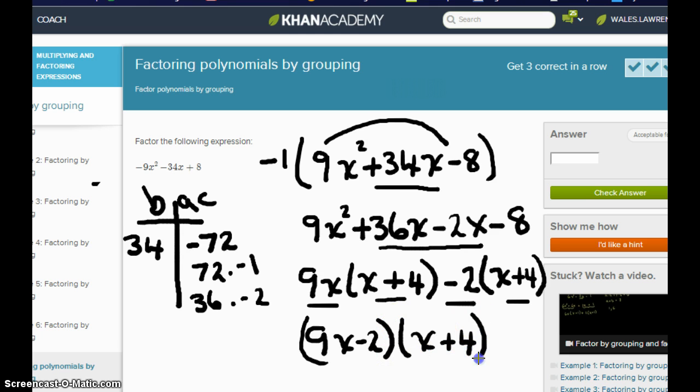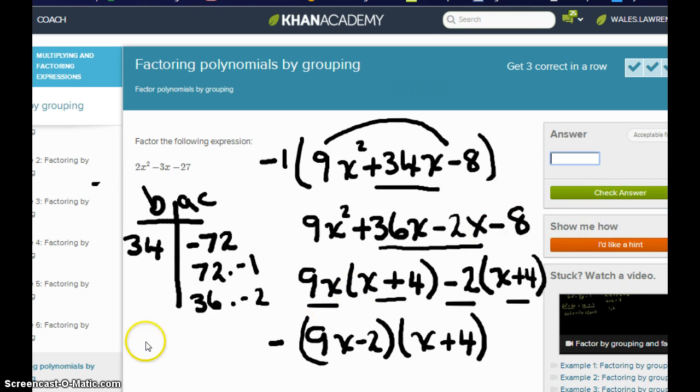And here's most probably where a lot of people make a mistake, is now we have to make sure we put back the negative number. Okay, that negative that we factored out has still been here the whole time. So I'm going to plug this in. And let's see how we do.